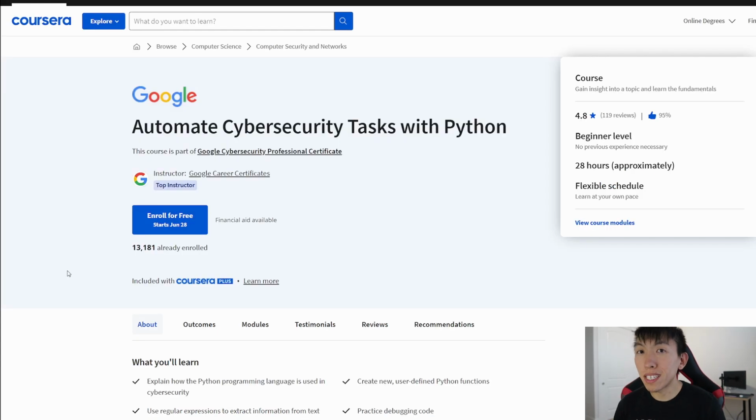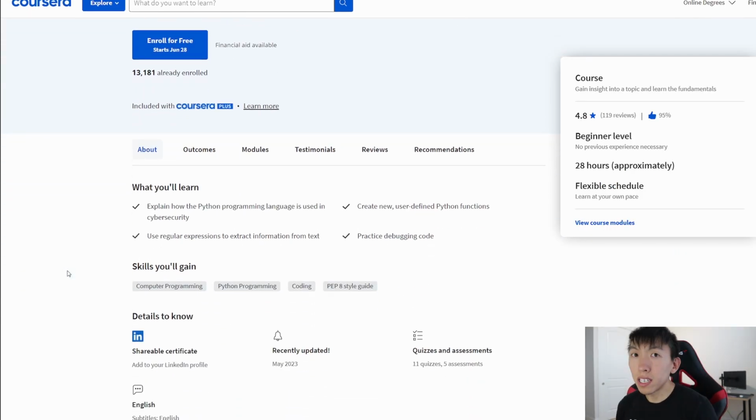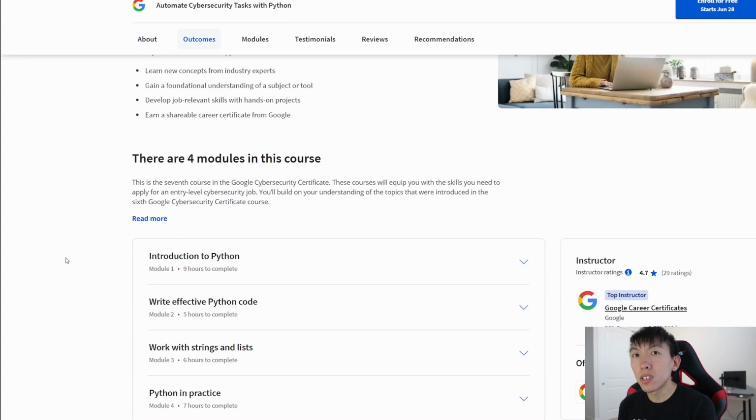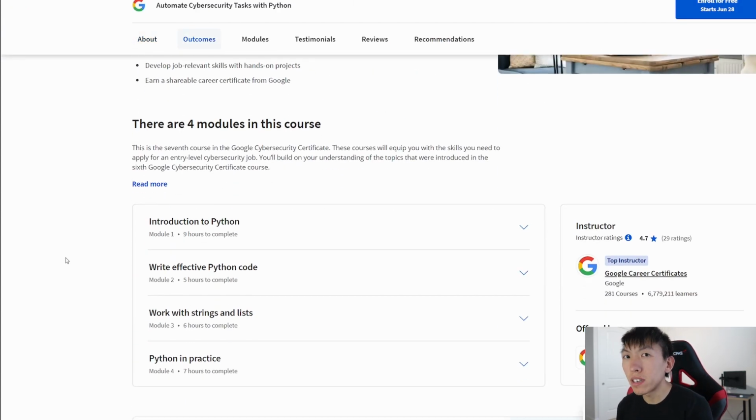Next up is Automate Cybersecurity Tasks with Python. This will be an introduction into Python and tell you what it is and how it can be beneficial in cybersecurity. Fun fact, you don't actually need to know Python to get into cybersecurity, but I do recommend you actually learn it because it will make your life that much easier.